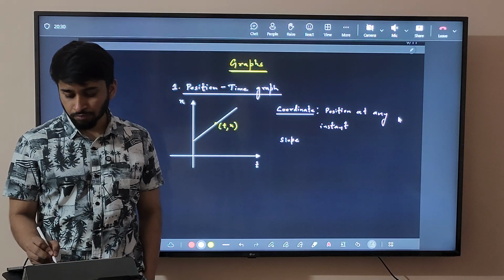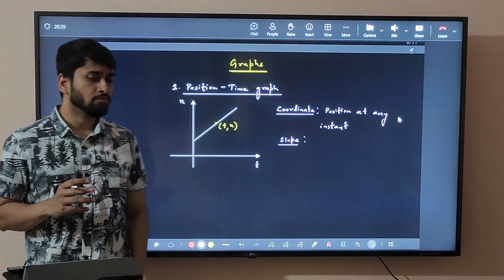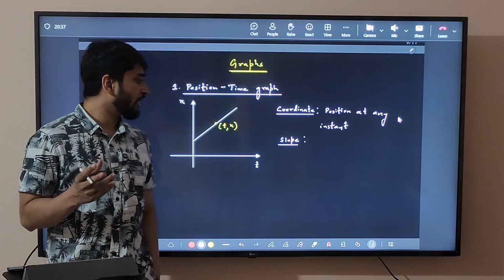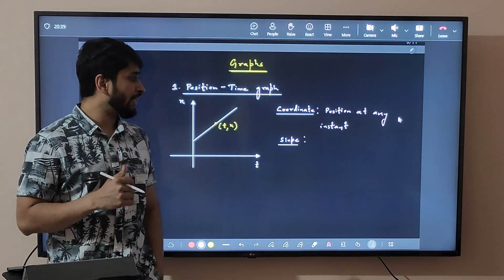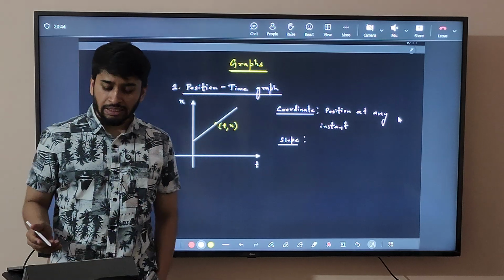Next one is slope. So what will the slope give? You can think of slope roughly as division. So if you are dividing, then what do you get? Slope will be simply position by time.